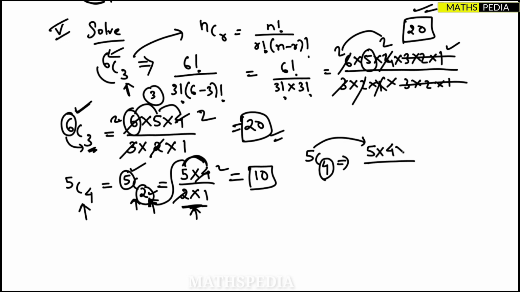5 is there, then 4, then 3, then 2, done. How many numbers total? 4 numbers including 5. Okay, 4 numbers I have, including 5. Now down will be the directly factorial, 4 factorial. So instead of writing factorial I can directly write 4 into 3 into 2 into 1, correct? Now this 1 anyways no use, you can directly cancel 4 and 3.